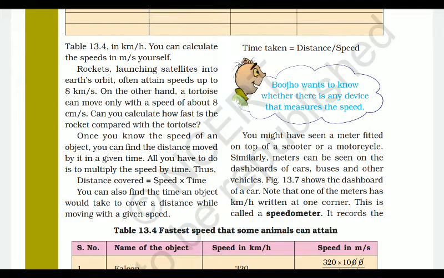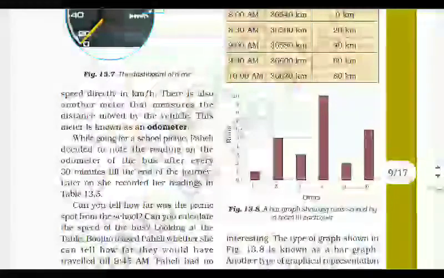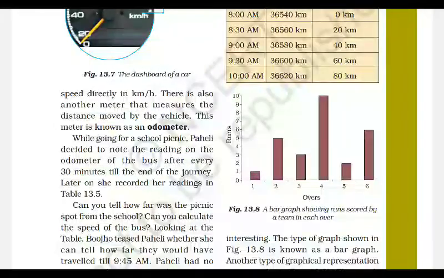Note that one of the meters has km per hour written at the corner, and this is called a speedometer. It records the speed of the vehicle directly in kilometers per hour. There is also another meter that measures the distance covered by the vehicle, and this meter is known as an odometer.